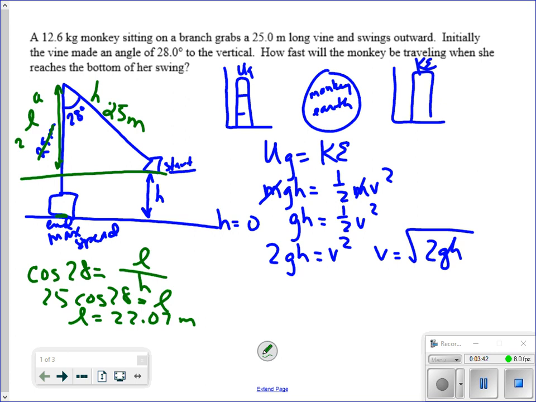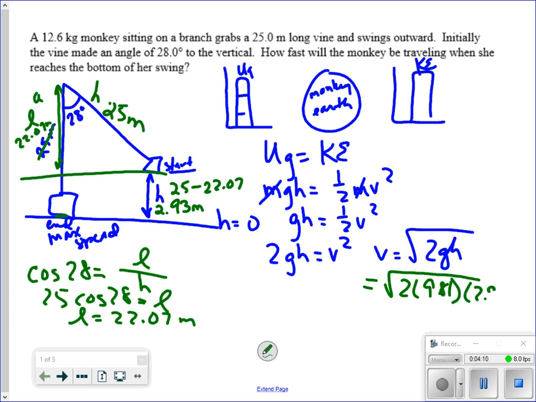So if this is 22.07 meters, that means that the height here is going to be 25 minus 22.07. It's the difference between the two. Correct? Correct. So that means that the height is equal to 2.93 meters. All right, give or take a little with rounding. So if I go to figure this part out, 9.81 meters per second squared, and our height of 2.93 meters.